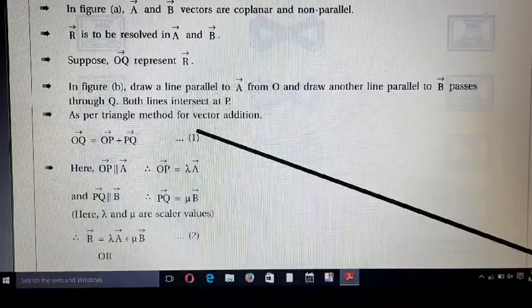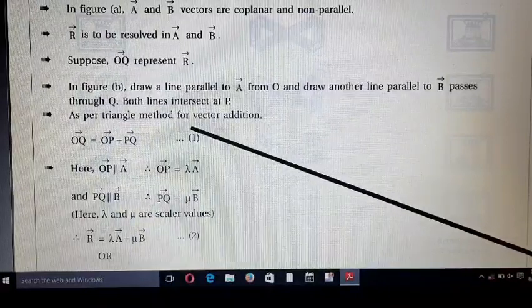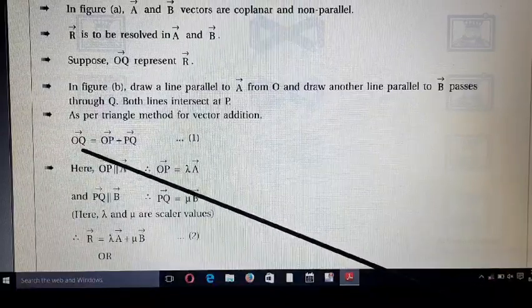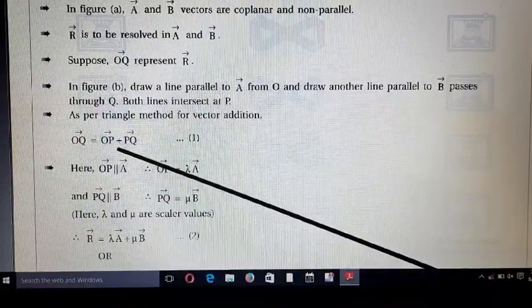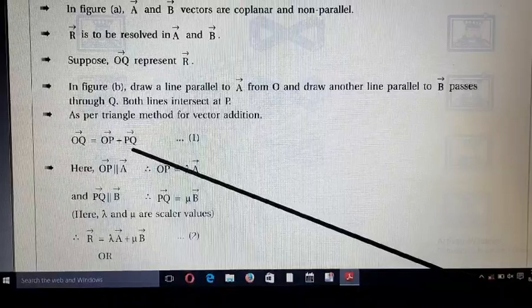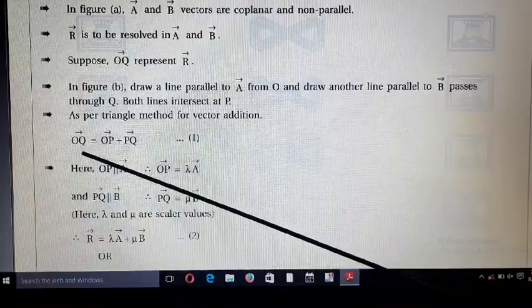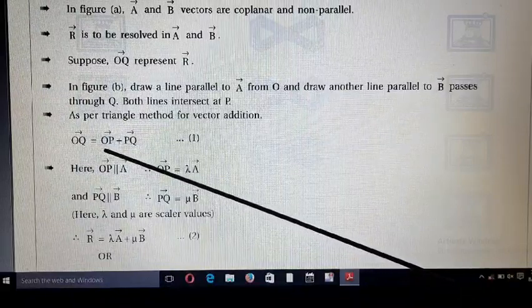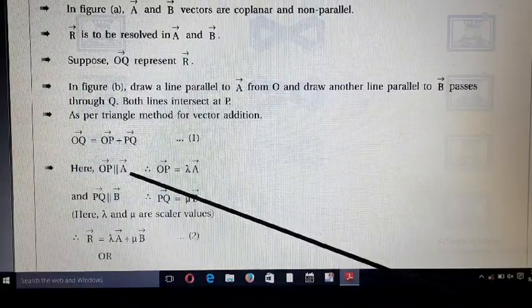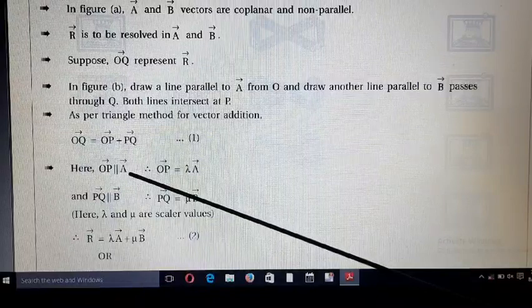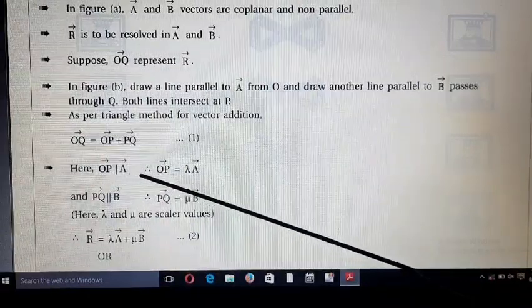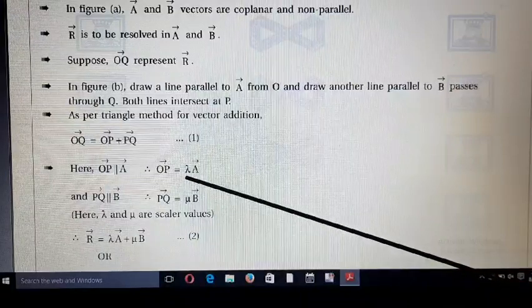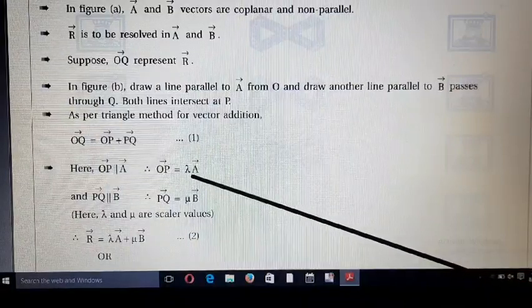As per the triangle method of vector addition, we can write vector OQ is equal to vector OP plus vector PQ. Here OQ is the resultant vector. Okay, and here vector OP is parallel to vector A and its magnitude is lambda. So vector OP is equal to lambda vector A.